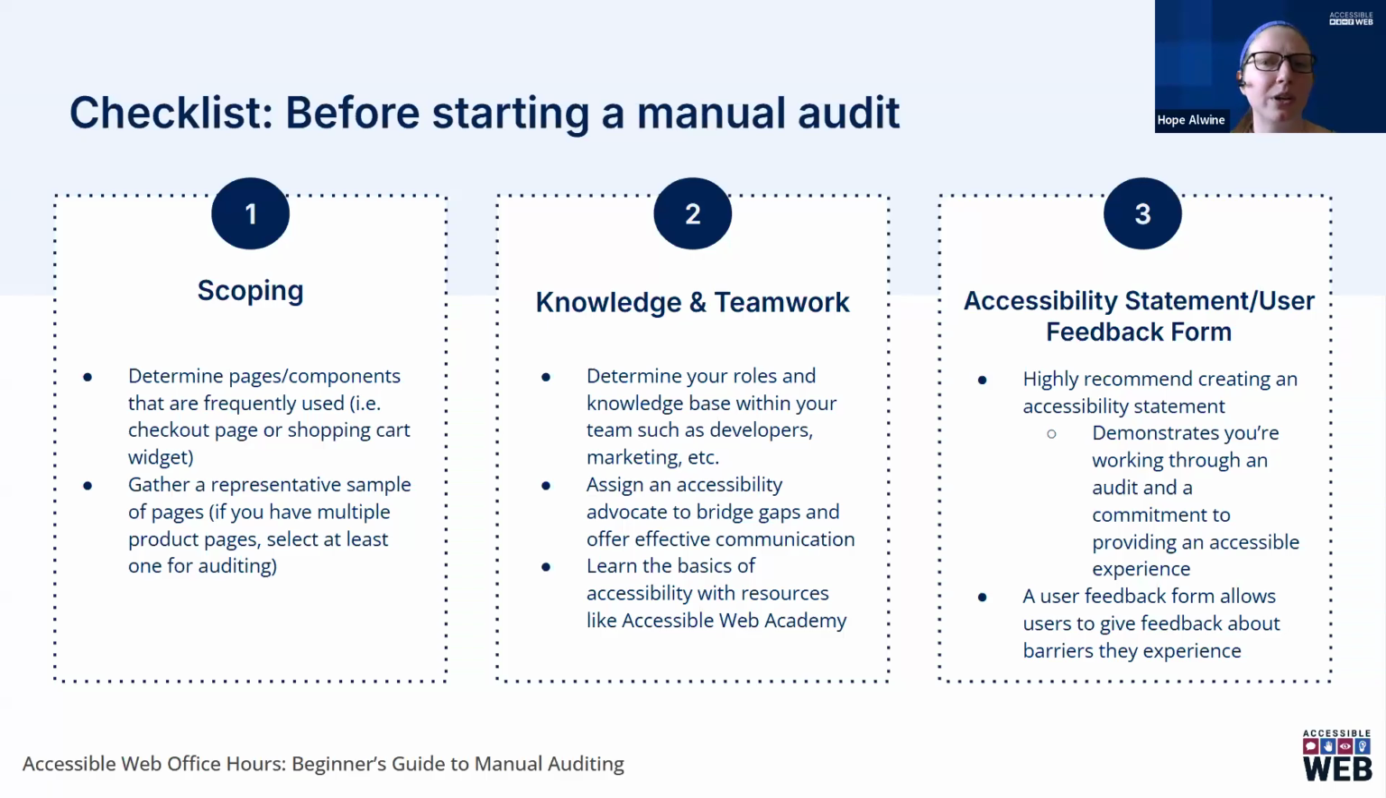You probably already know who does what within your organization, but it is important to gauge everyone's level of knowledge and comfort when it comes to accessibility. The key to good teamwork is knowing strengths and weaknesses and keeping up clear lines of communication within an organization's hierarchy. Before you start a manual audit, make sure to determine your roles and knowledge base within your team, like who are your developers, who's marketing, who's going to handle your accessibility, stuff like that.